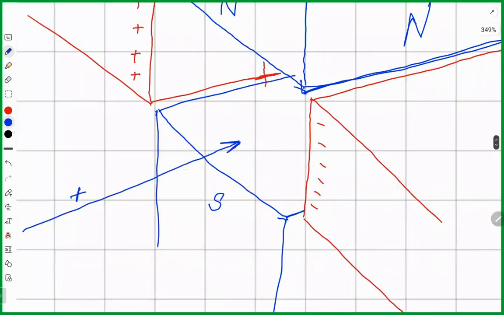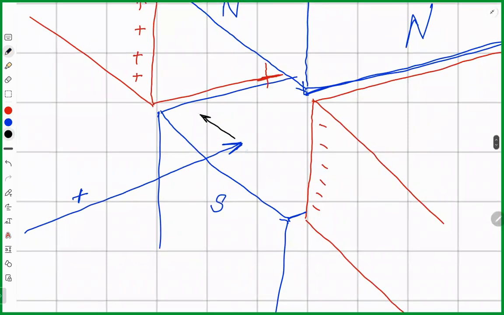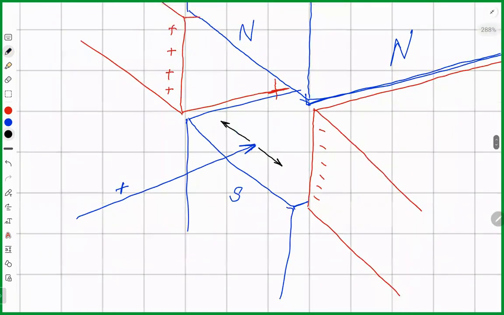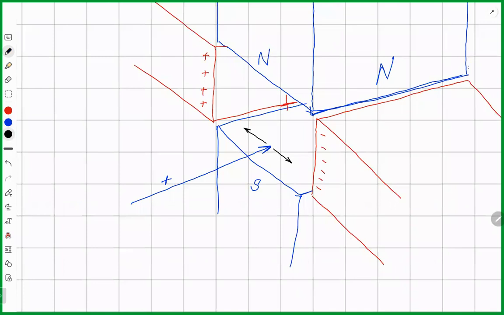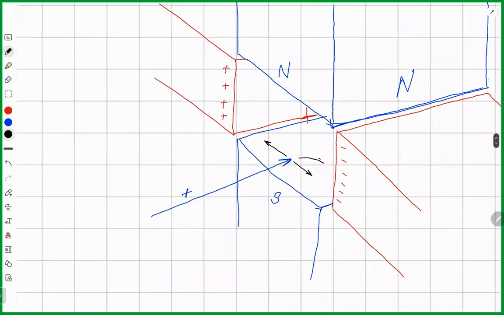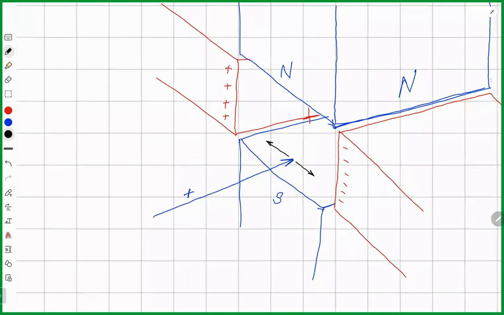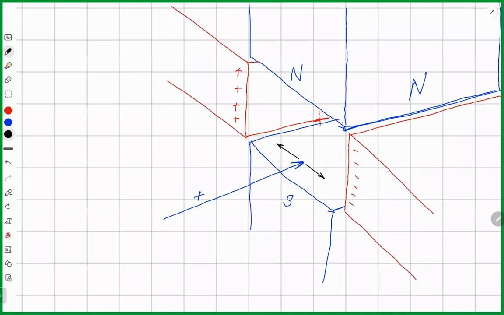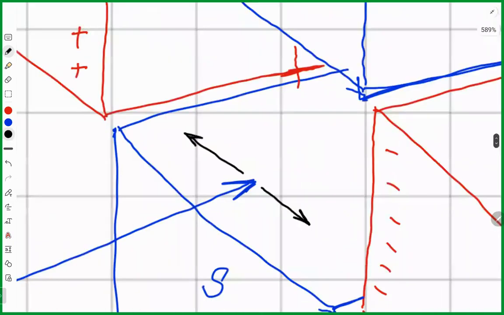Because of the magnetic field, it should experience force this way. But because of the electric field, it should experience force this way. Now, if electric force is more than magnetic force, the particle will go this way. If magnetic force is more than electric force, the particle will go this way. And if both forces are equal, then the particle is supposed to go straight. This is magnetic force. This is electric force.